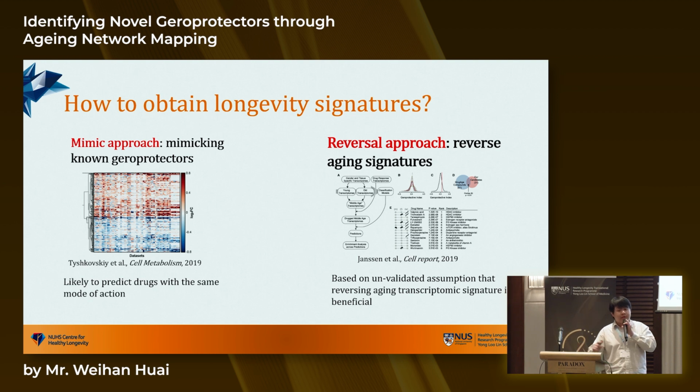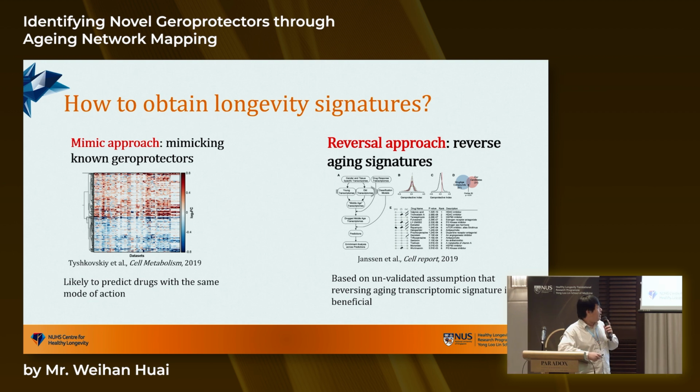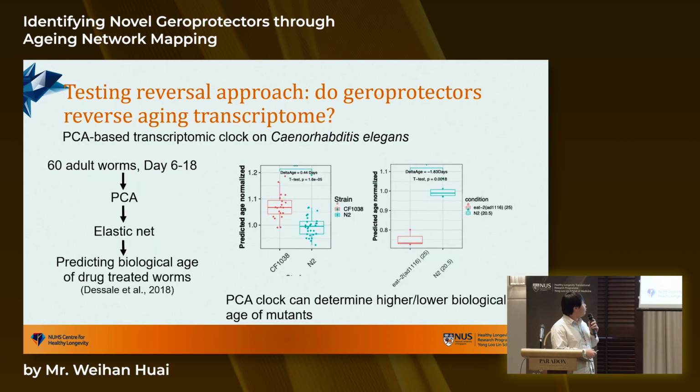The other way is the reversal approach. The idea is very simple. You see what changes during aging, and you try to reverse it. People believe that if your geroprotector can reverse the aging transcriptome, you're likely to rejuvenate your cells. But this is an unvalidated assumption, that reversing the aging transcriptome signature is beneficial. So we want to test whether this reversal approach is correct.